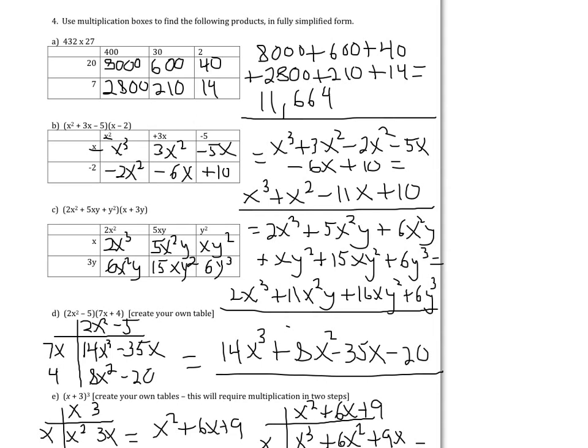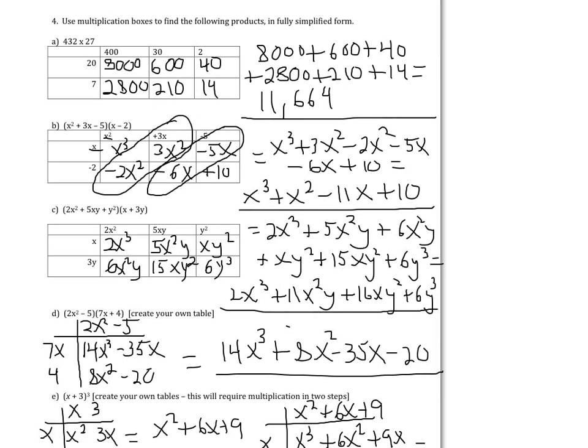And we can see that we have several places where we're going to be able to combine like terms. So we have 3x squared and negative 2x squared, which gives us just positive 1x squared. And we have negative 5x and negative 6x, which gives us negative 11x. We end up with x cubed plus x squared minus 11x plus 10.